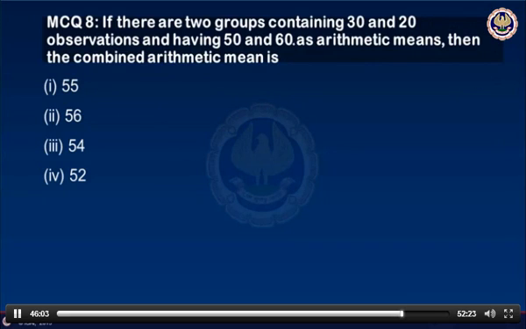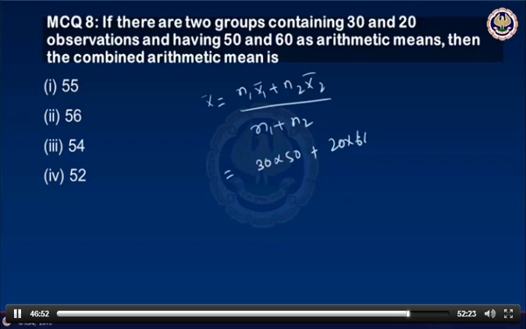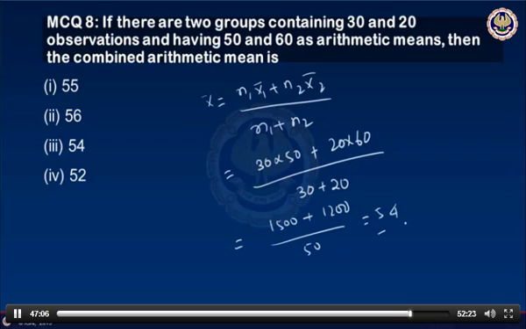If there are two groups containing 30 and 20 observations and having 50 and 60 as arithmetic means, then the combined arithmetic mean is: option 1, 55; option 2, 56; option 3, 54; option 4, 52. Now we have to compute the combined average. You are all aware that the combined average equals n1 x1 bar plus n2 x2 bar by n1 plus n2. Here, 30 into 50 plus 20 into 60 by 30 plus 20, which is equal to 1500 plus 1200 by 50, which is equal to 54. That is the correct answer.